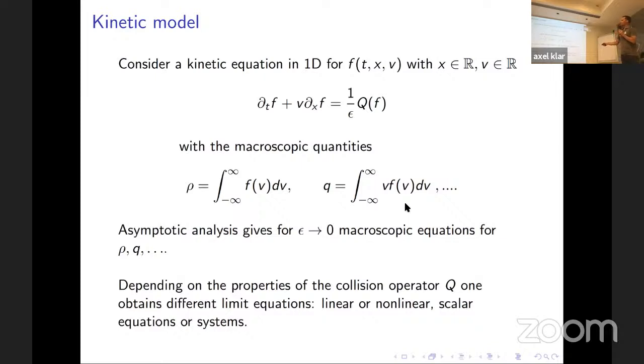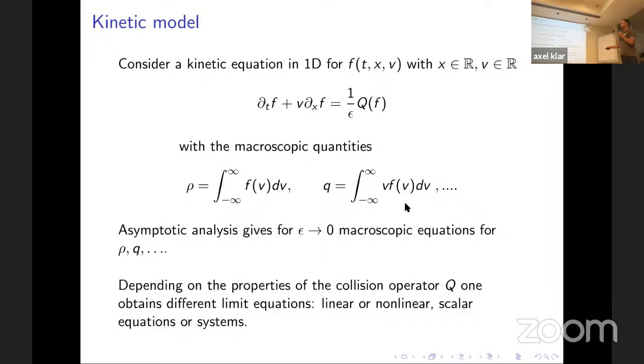So you have here your kinetic equation for a distribution function in space and in velocity. You have this standard form. I don't specify the collision operator. That's not really important. It's important for calculations later on, but not really important at that stage. Then you have some macroscopic quantities, let's say the density, mean velocity, and probably further quantities.